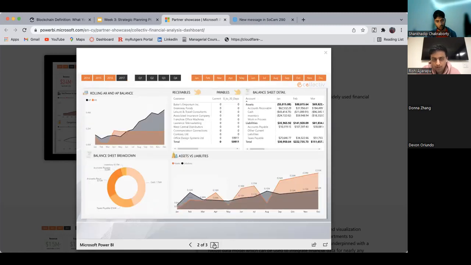And then they even have other things. So for example, this one would be rolling accounts receivable versus rolling accounts payable balance. Over here we can examine that as we gradually get through it: accounts receivable actually kind of stagnates, whereas accounts payable increases. So we have more accounts payable than accounts receivable.